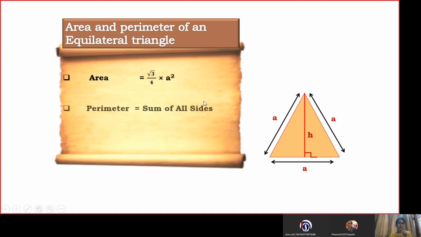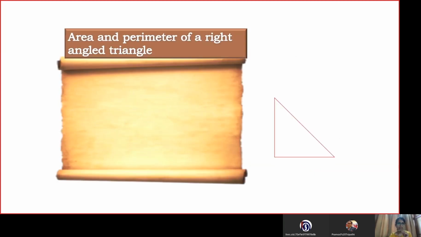The perimeter of an equilateral triangle is the sum of all sides again. And since all the three sides are equal, therefore the perimeter will be given by the formula 3a. Moving on. Now, we need to deal with area and perimeter of a right angle triangle. Children, I am covering all these triangles so that when we move on to questions, you should know the difference between various triangles and their heights.